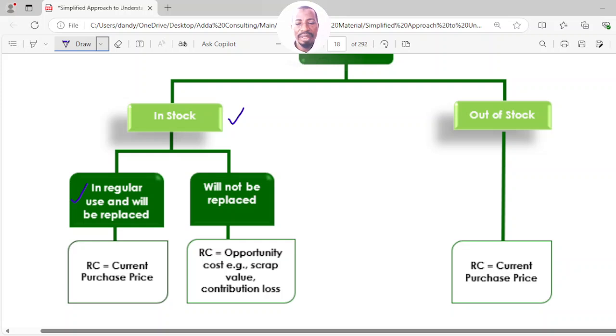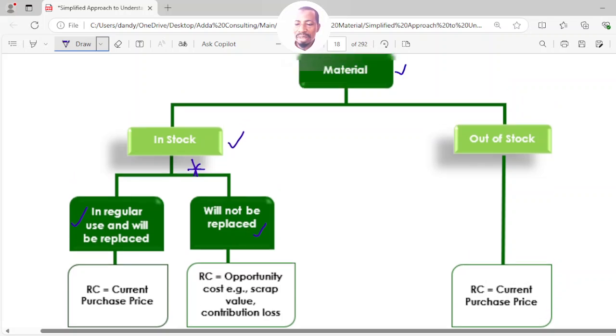Even though you have the material in stock, the material will not be used or will not be replaced. As a result, relevant cost will then be the opportunity cost arising from the disposal of the material, because you already have this material in the store, but you are not using it again, and it will not be replaced. If you don't use it again, then you are going to dispose of it. So once you dispose of it, you are going to have a saving. All right, that's the disposal value that we discussed previously.